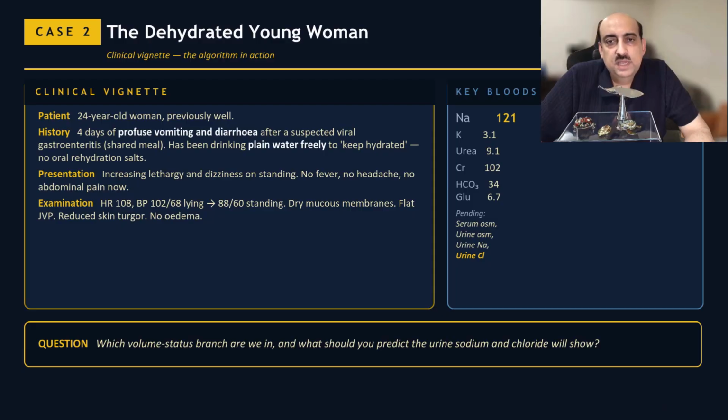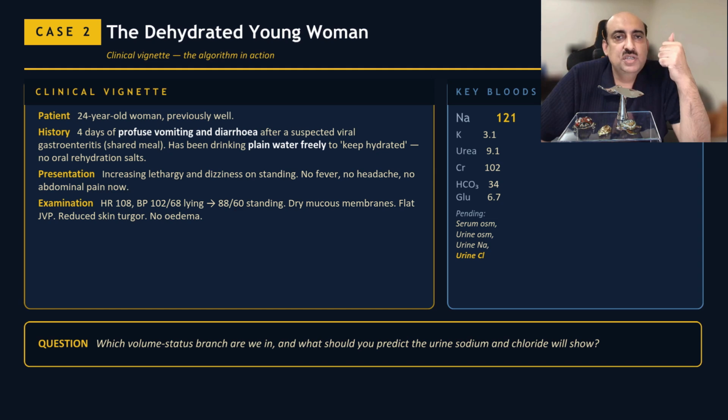Let's meet our case 2 to go through the hypovolemic hyponatremia algorithm. A 24-year-old lady, previously well, with a 4-day history of profuse vomiting and diarrhea after a suspected viral gastroenteritis. She has been drinking plain water freely to keep hydrated, but no oral rehydration solutions. She's now lethargic and dizzy on standing, and hence reported to the hospital.